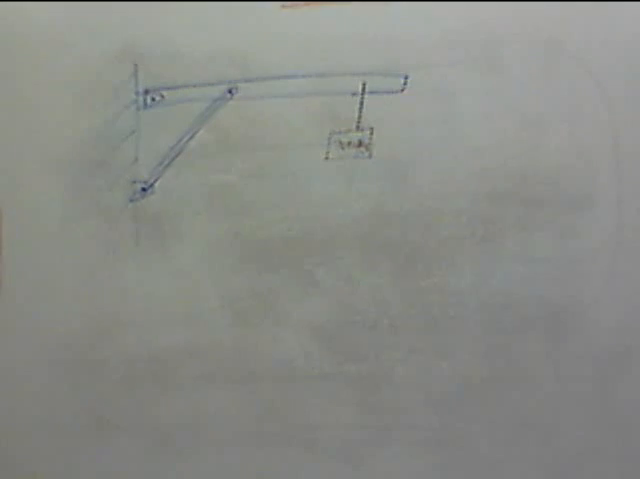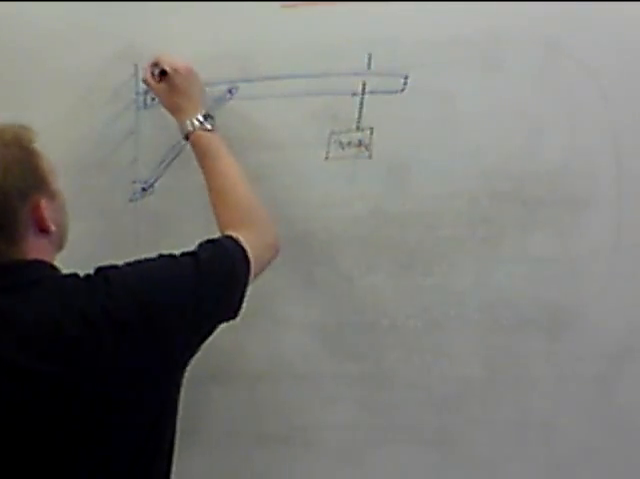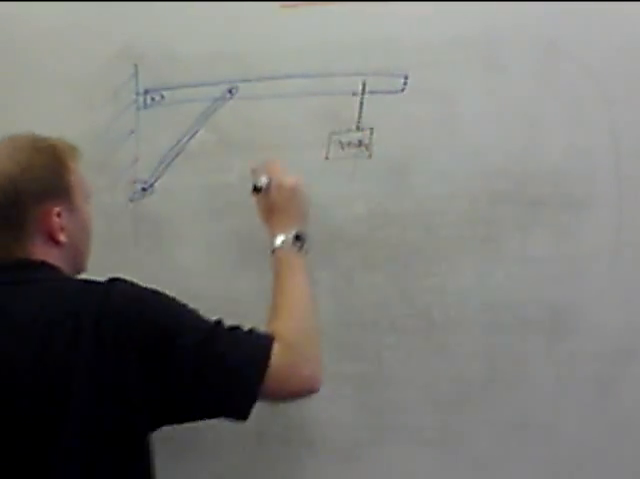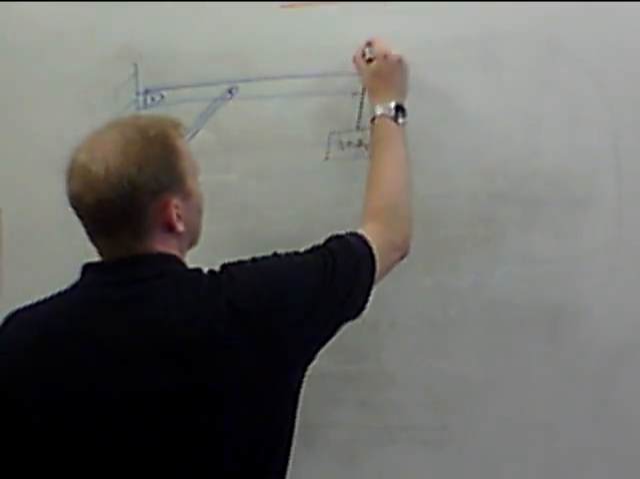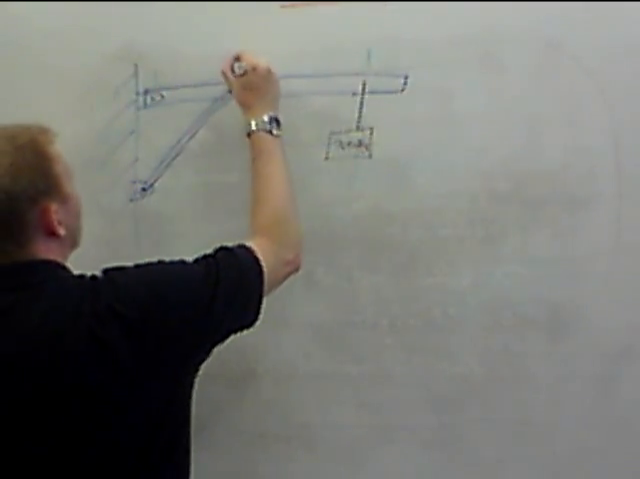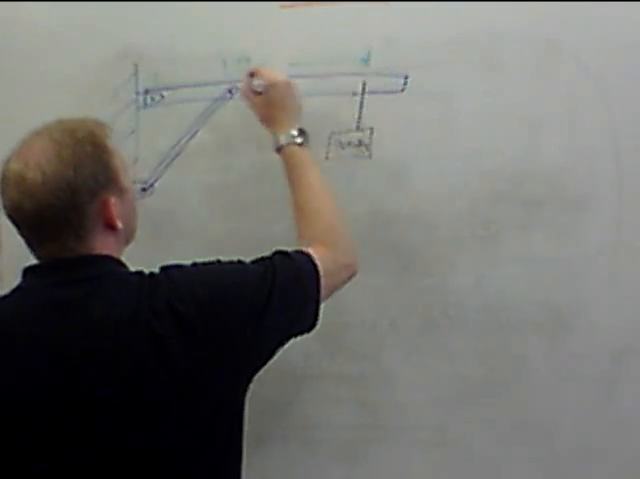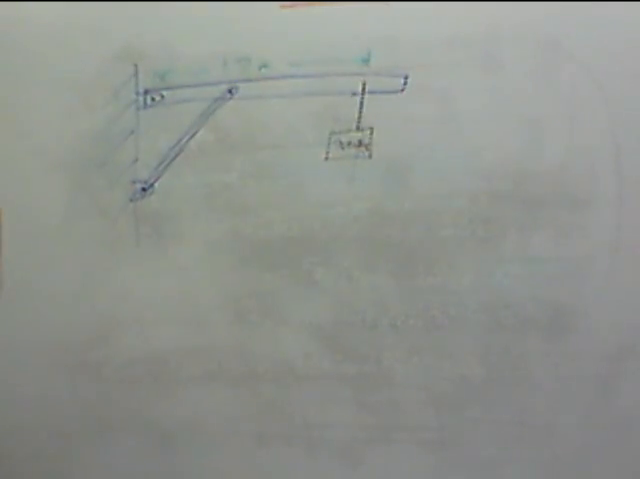700-kilogram mass hanging from there. Dimensions here, this. Do this in green. 1.7 meters from there to there.